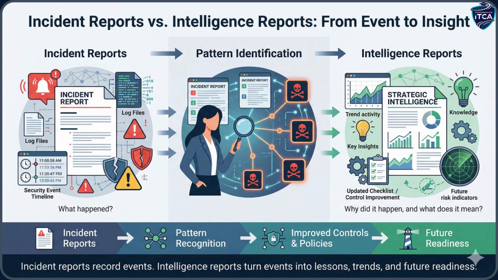It is important to distinguish between incident reports and intelligence reports. Incident reports describe what happened. They are technical, detailed, and focused on specific events. Intelligence reports explain why something happened. They are analytical, contextual, and focused on trends and implications. Both are essential, but they serve very different purposes.